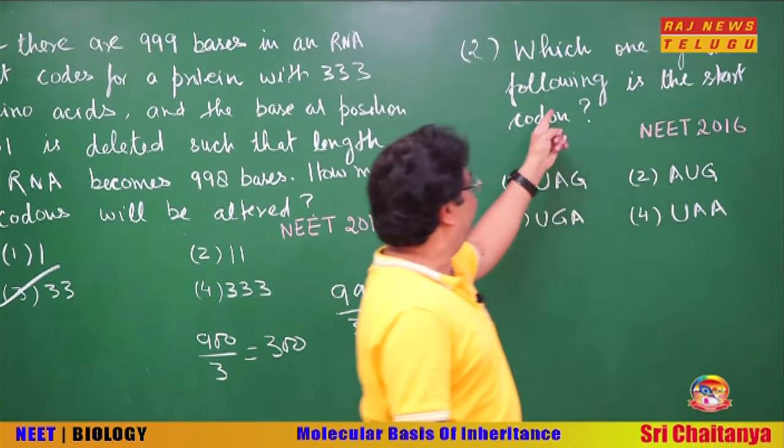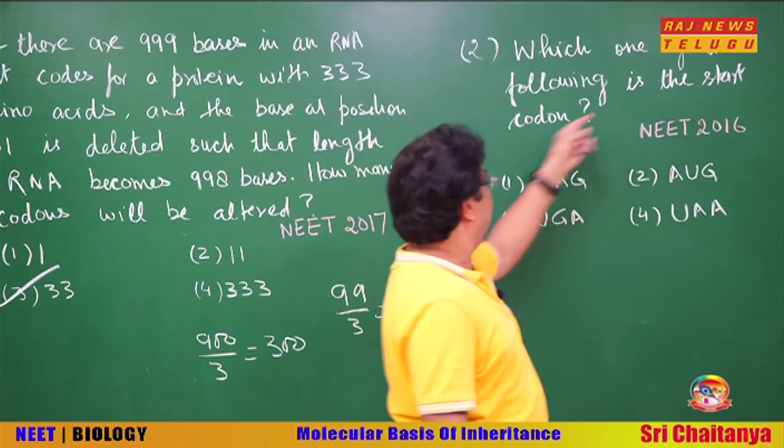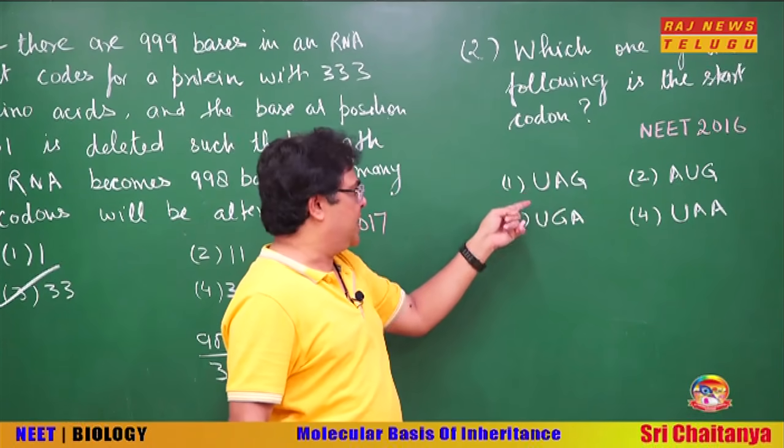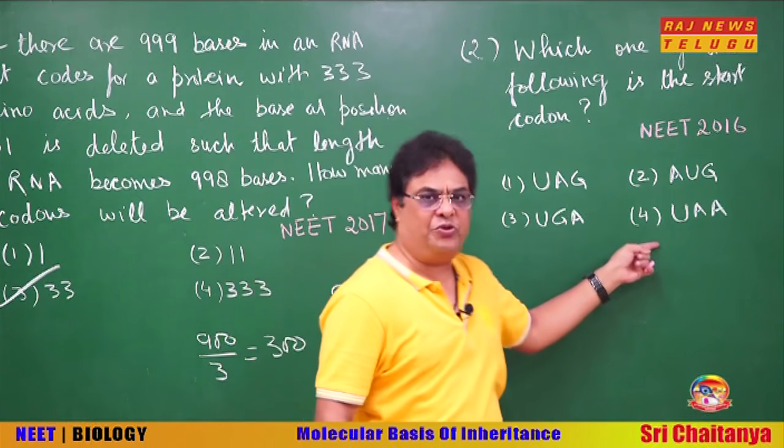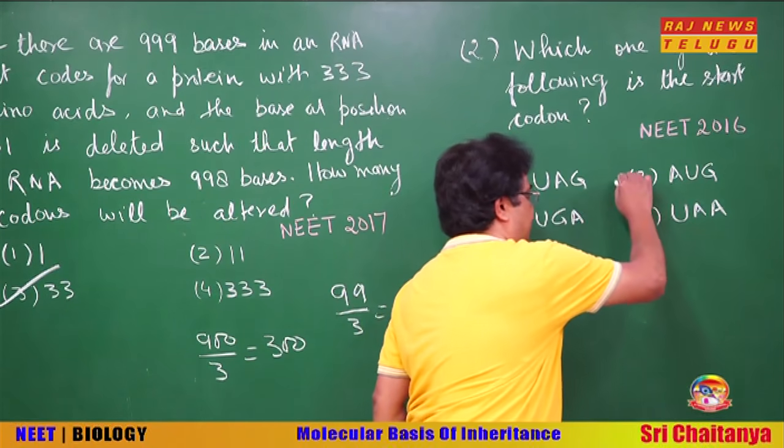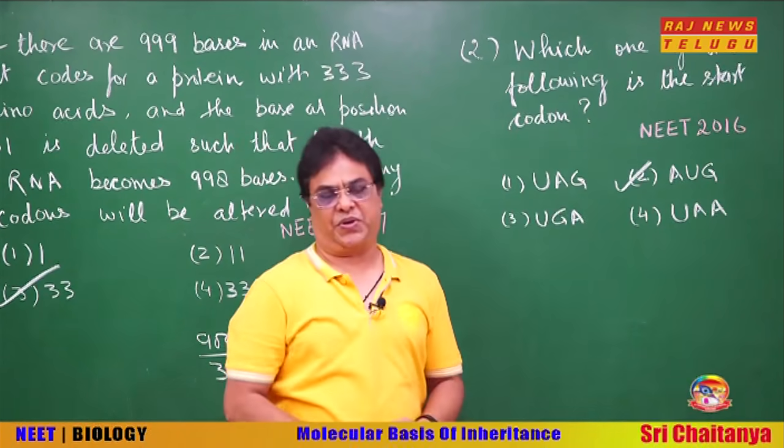Which one of the following is the start codon? You know that UAG, UGA and UAA are stop codons and AUG is the start codon.